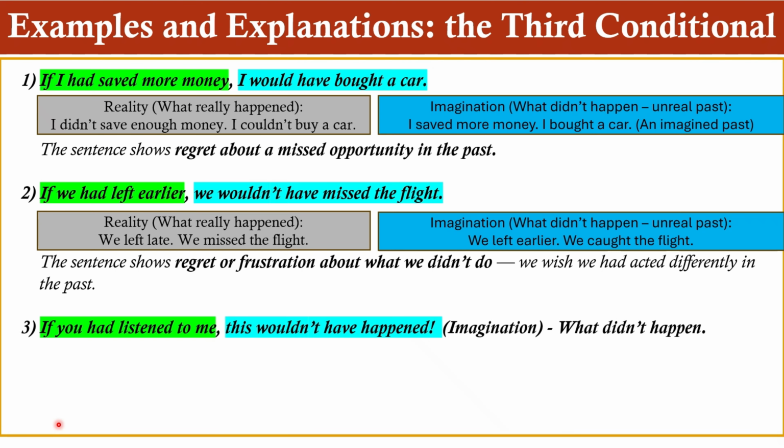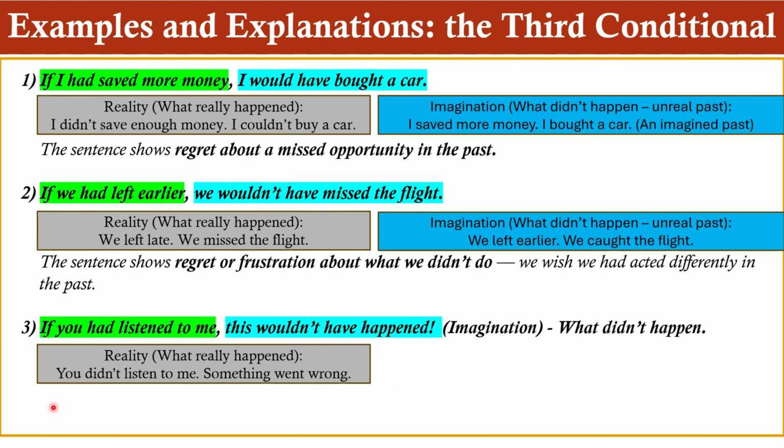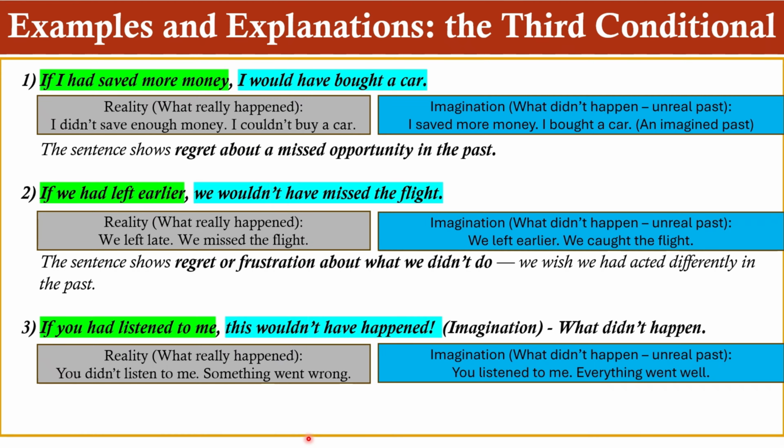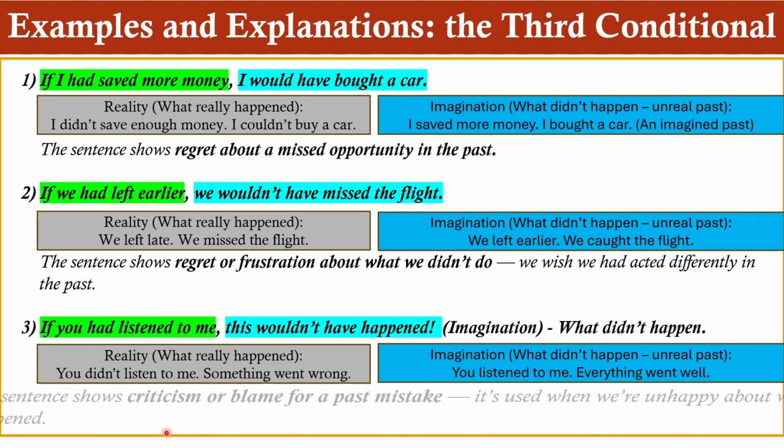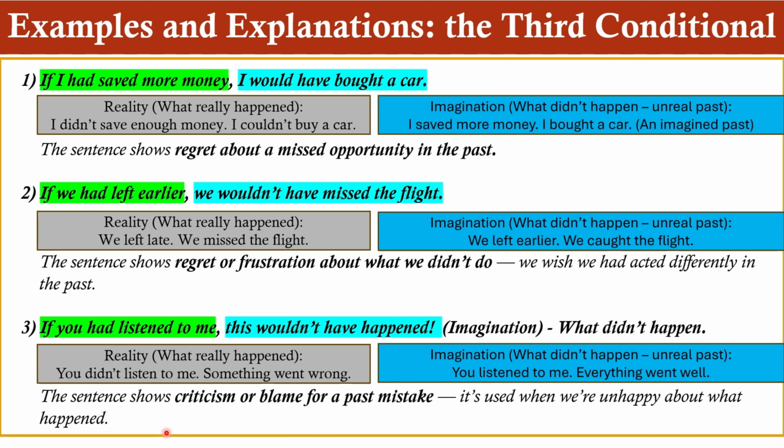Finally, look at this sentence. If you had listened to me, this wouldn't have happened. In reality, you didn't listen to me and something went wrong. But in imagination, we are picturing an unreal past where you listened to me and everything went well. This time, I'm expressing criticism or blame for a past mistake. We are unhappy about what happened.